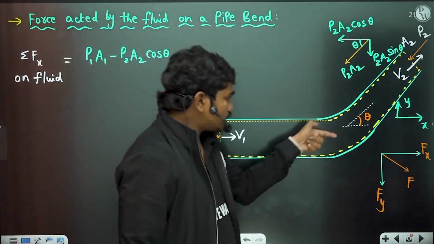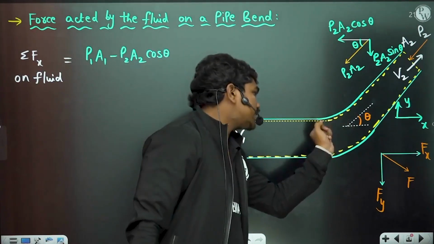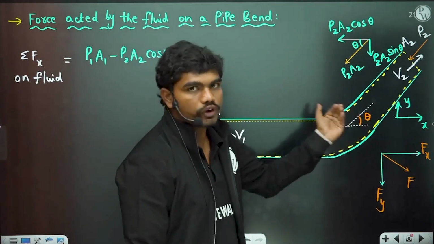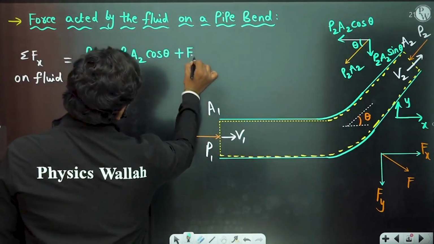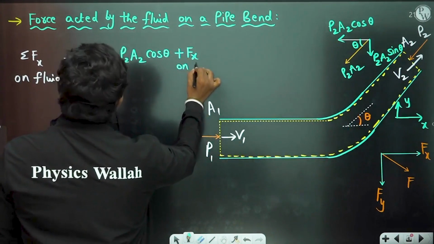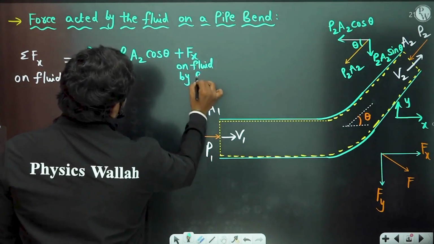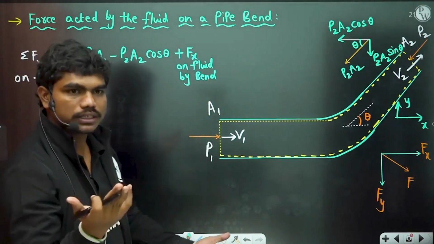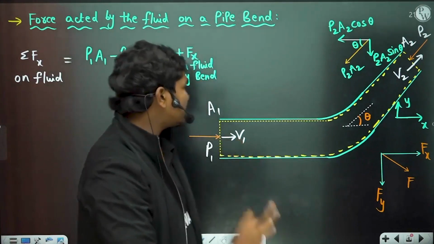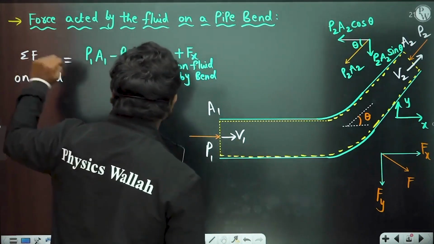Now the fluid also exerts some force on the bend, so as a result the bend will also exert some force back onto the fluid. Let us suppose we are taking it in the positive direction, so this is Fx on fluid by bend. We don't know the direction, so let us suppose that it's acting in that direction. So this is the total force which is acting on the fluid in the x direction, correct?